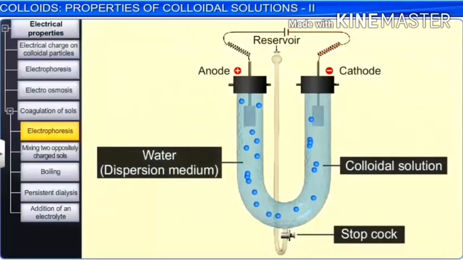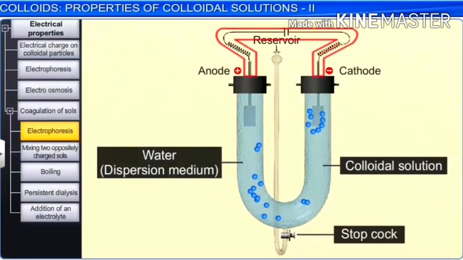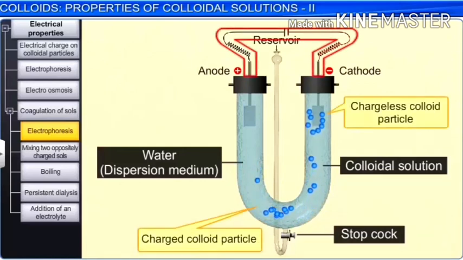How does electrophoresis cause the coagulation or precipitation? We have studied electrophoresis. Under the influence of an electric field, the charged particles will move towards the oppositely charged electrode. When this movement happens for a prolonged time, these particles will get discharged at the electrode and will get precipitated. That is how electrophoresis causes coagulation.